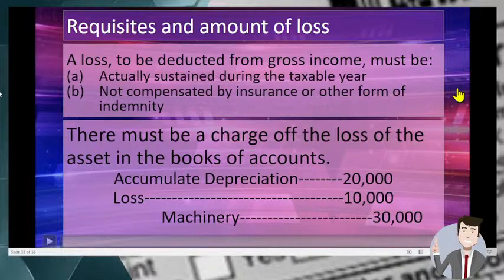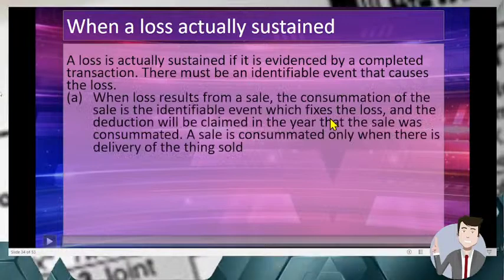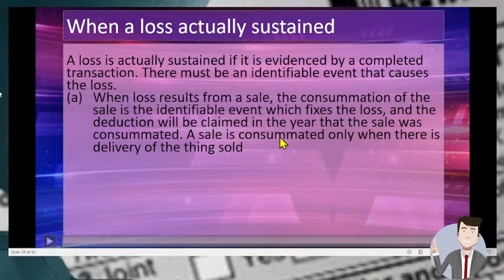A loss is actually sustained if it is evidenced by a completed transaction. So there must be an identifiable event that causes the loss. So when the loss results from a sale, the consummation of the sale is the identifiable event which fixes the loss, and the deduction will be claimed in the year that the sale was consummated.